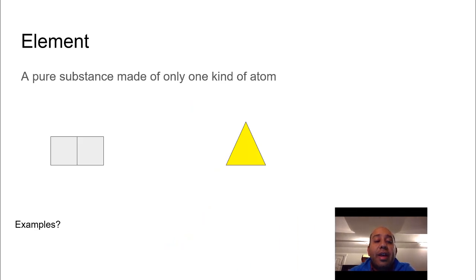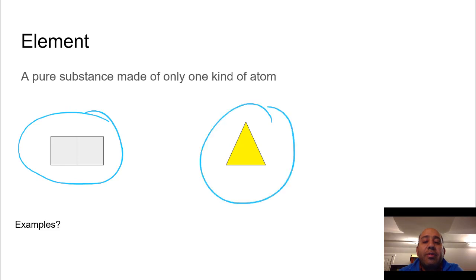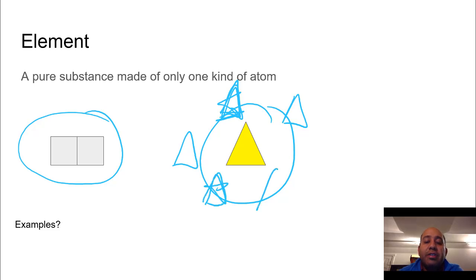So what's an element then? An element is a pure substance which is made out of only one kind of atom. So I've used these shapes here, squares on the left and triangles on the right, to show you that it's something that is pure, right? So over here, there's only squares. And over here, there's only triangles. Now if I gave you a substance, like a lump of coal, that would be only carbon, but it would be represented by more than just one triangle. It would be millions and billions of triangles. Sorry, I'm screwing up my triangles here.